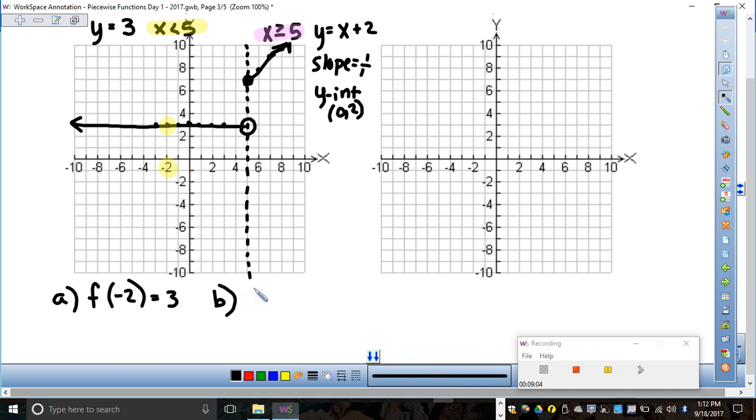All right, let's look at our next one. f of 6 is asking us what is the x value? No, I'm sorry. What is the y value when x equals 6? So I'm going to find 6 on the x-axis and go up to the line, and that point is going to be right here, going over to the y-axis. We see that's when y is equal to 8.